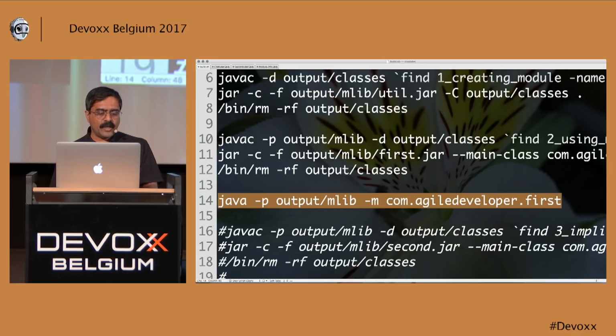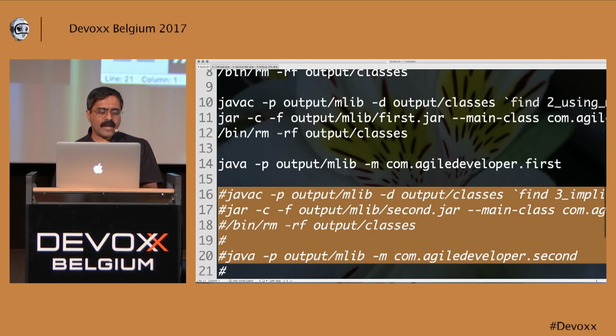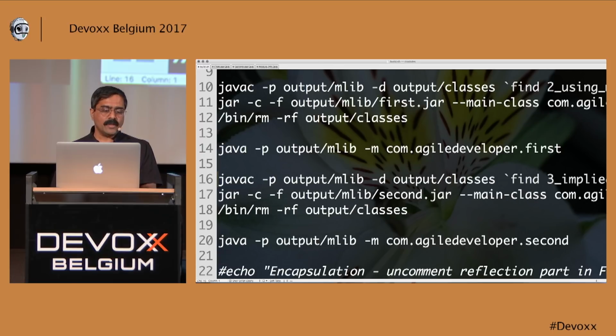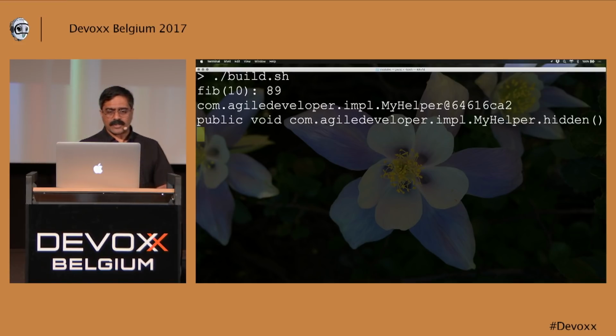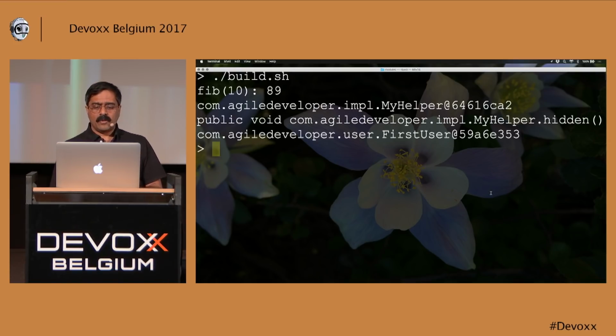So let's go back over here, compile all this together, and run the code so far. When I run this code, you can see it is going to compile all the code in the 3_implied readability, bundle up a second.jar, and then just call it. So when I run this, hopefully it should all work just fine with no problems at all. Let's go ahead and say build.sh and see what it does. Well, there you go. You got the first user, no problem.